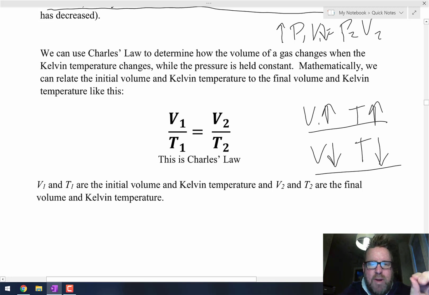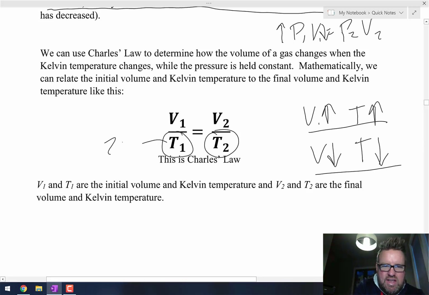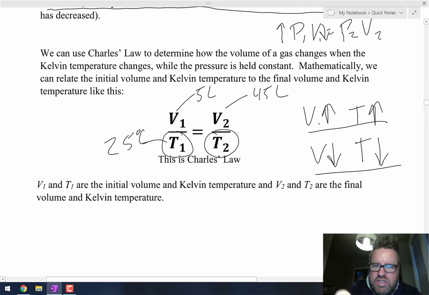Now, the tricky part about Charles' law, number one, is these temperatures. When you do the math with Charles' law, the temperature must be in Kelvin. If they give you a temperature in Celsius, let's say they say this is 25 degrees Celsius, and they say at the end, after we change this volume from 5 liters to 45 liters, what's the temperature in Celsius? If they want the answer in Celsius and they give you the number in Celsius, you still have to do the problem in Kelvin.